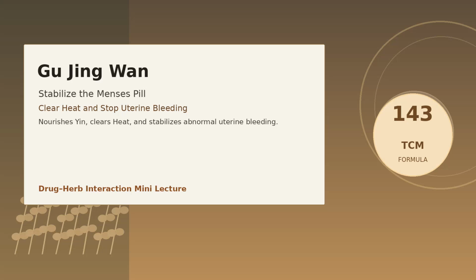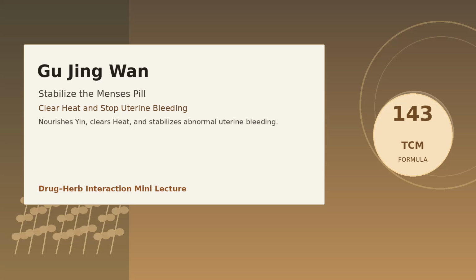Gu Jing Wan, commonly translated as stabilize the menses pill, is a classical traditional Chinese medicine formula in the category clear heat and stop uterine bleeding. Its core action is to nourish yin, clear heat, and stabilize abnormal uterine bleeding. The pattern framework is deficiency heat with uterine bleeding.